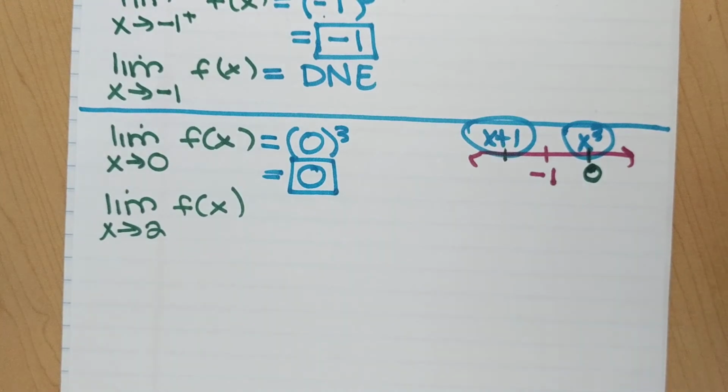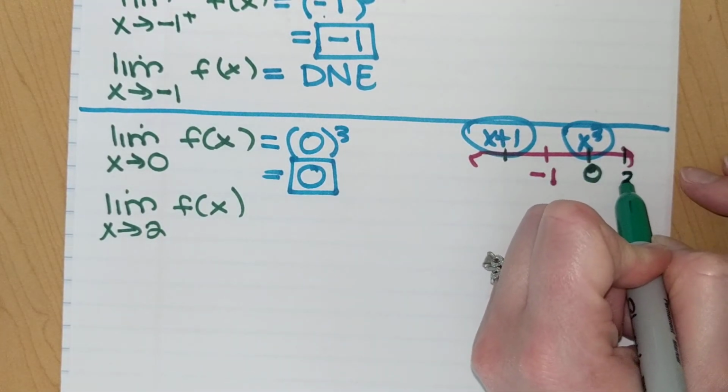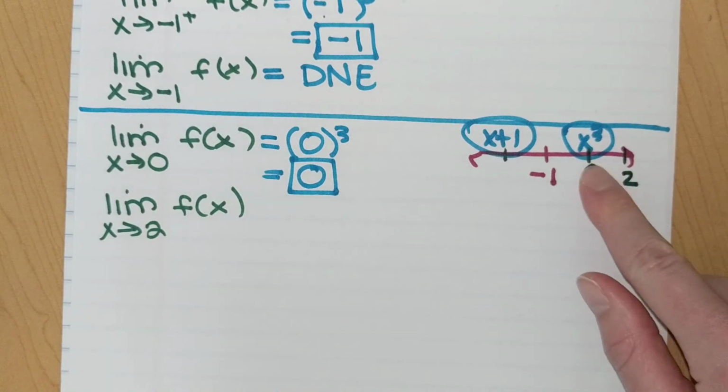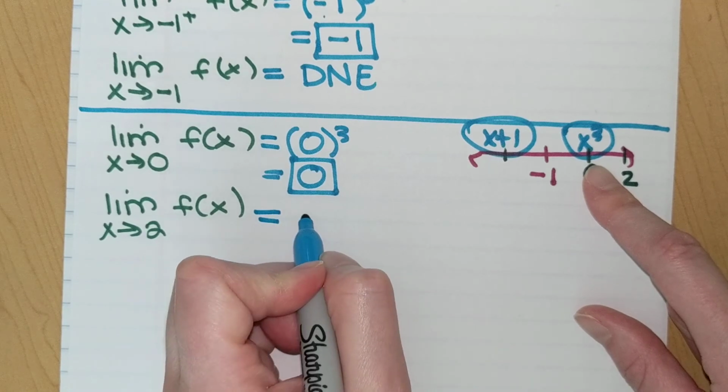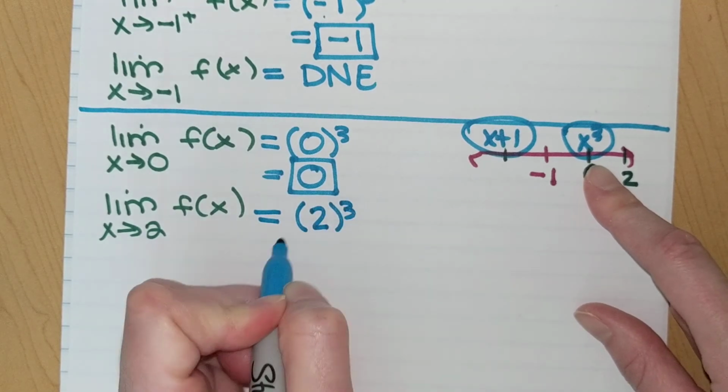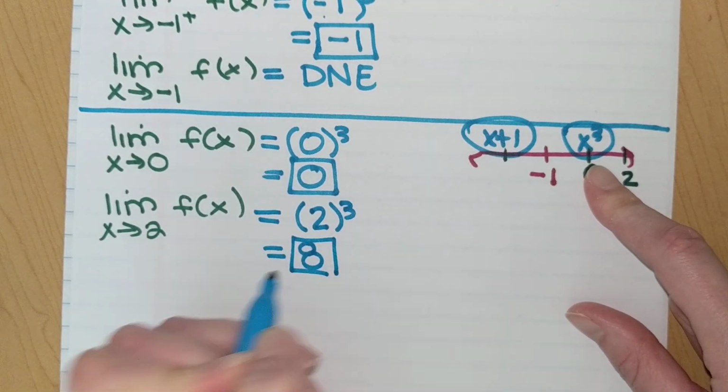All right, and then the same thing goes for x going to 2. If you identify where x is equal to 2, you're over here. You are solely on that x cubed function, so you'll be plugging into x cubed, so you'll have 2 to the third, and that will give you that the limit is 8.